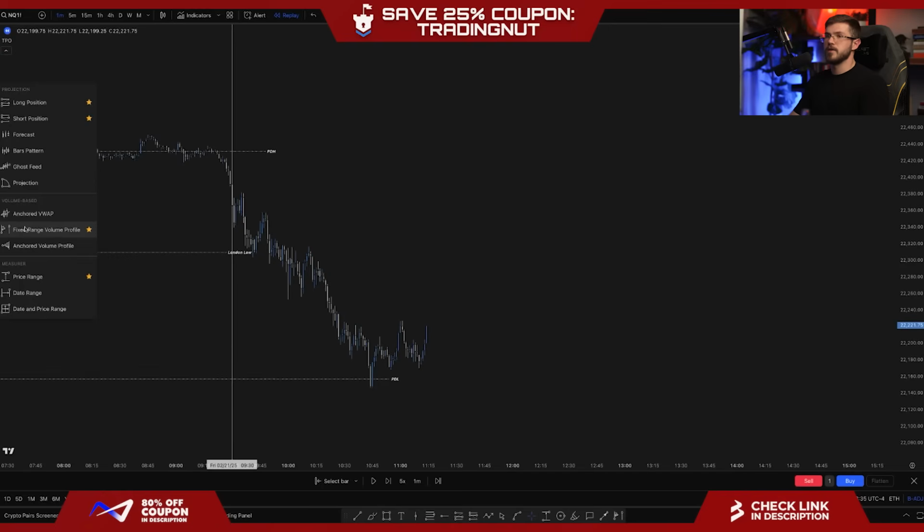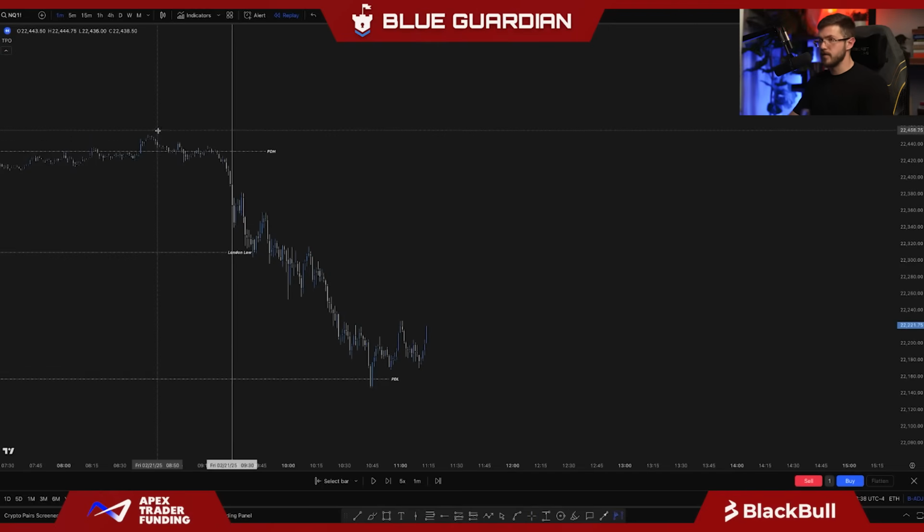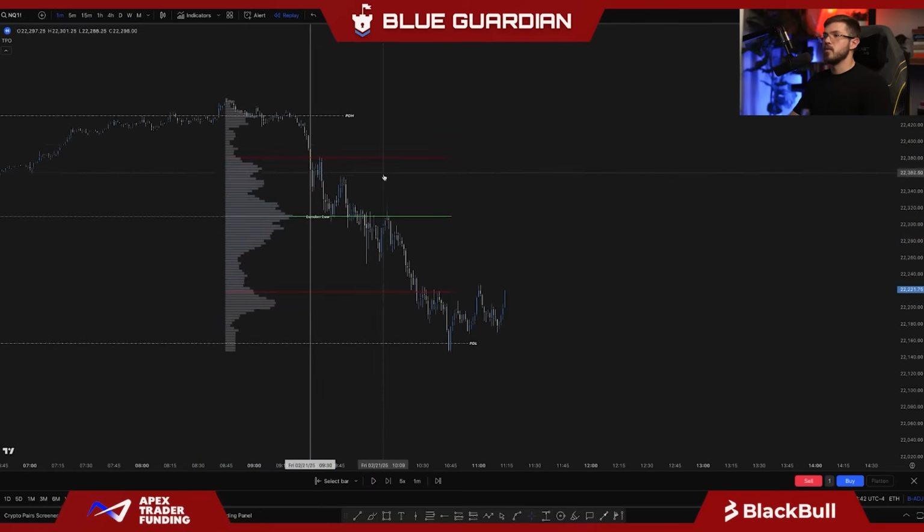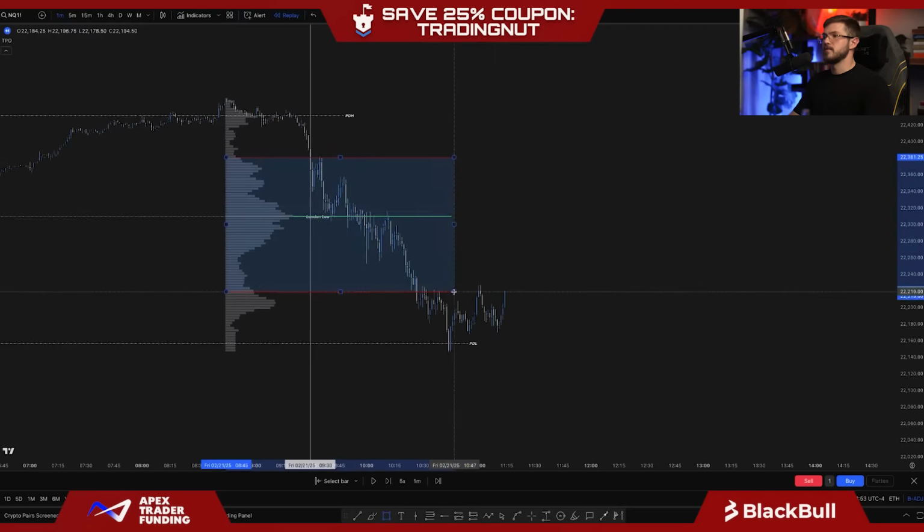Now, profiles are just going to be showing either volume or time spent. For example, if I draw this right here, what this is showing is where the most amount of volume was traded. You have your point of control, and then your value area high and low. That's just the 70%, where 70% of the volume was traded.